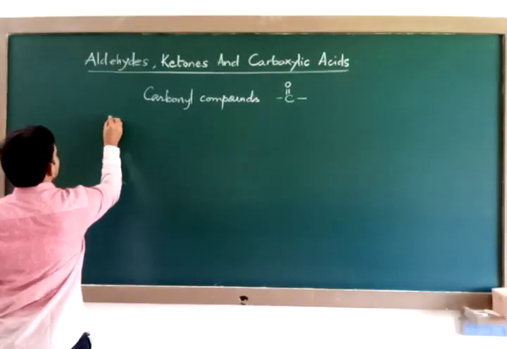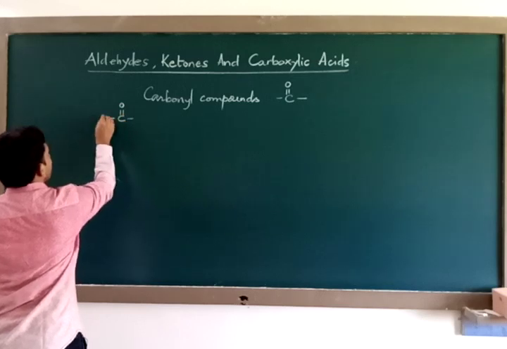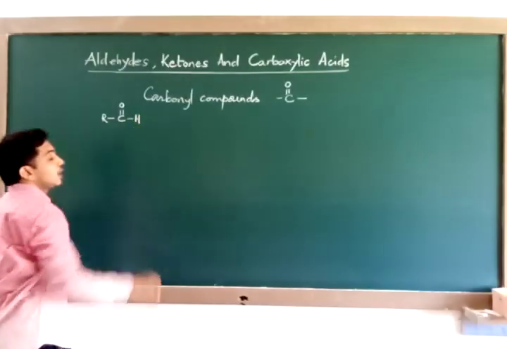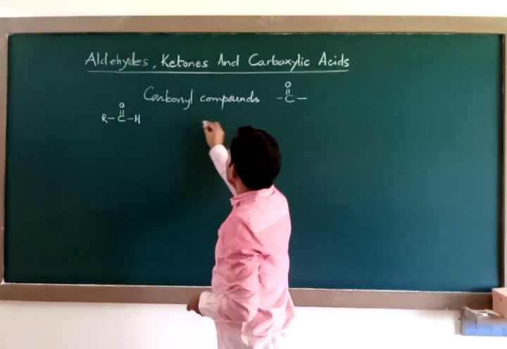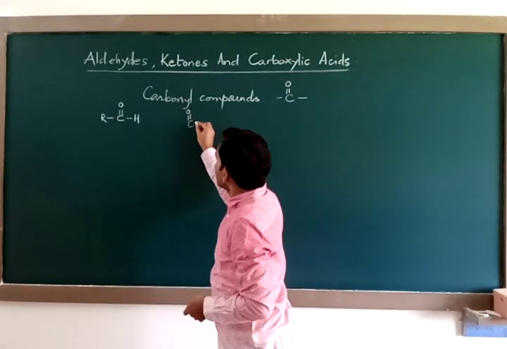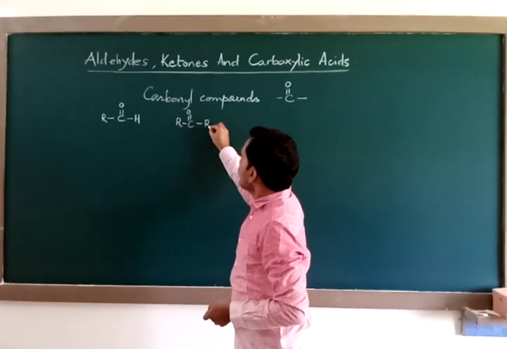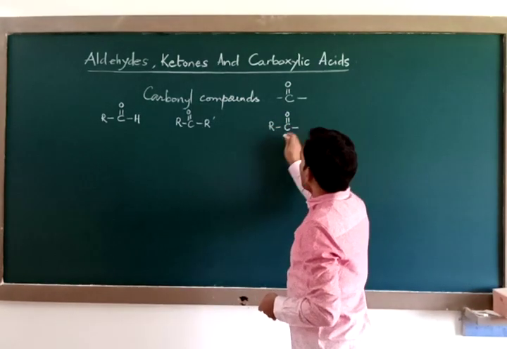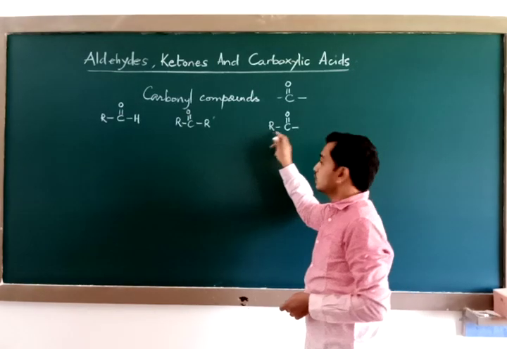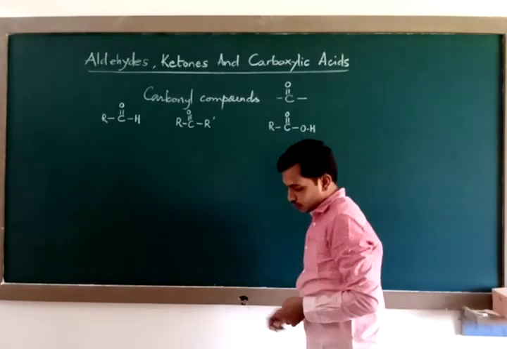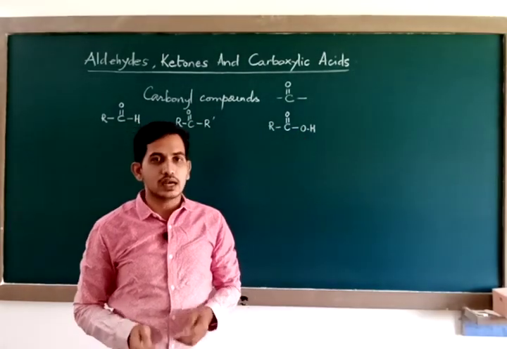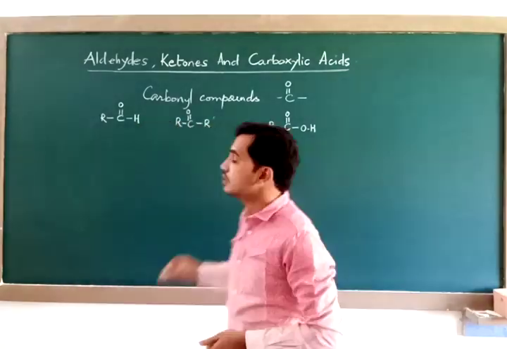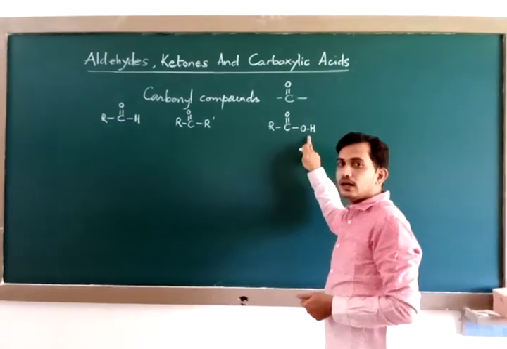In aldehydes, the carbonyl group is attached on one side by alkyl or aryl group and the other side by hydrogen. A ketone has carbonyl group attached on either side with alkyl or aryl groups, whereas carboxylic acids have a carbonyl group attached on one side with alkyl or aryl group and the other side with hydroxyl group. So sometimes carboxylic acids are technically not exact carbonyl compounds, because in addition to carbonyl group they also contain hydroxyl group.